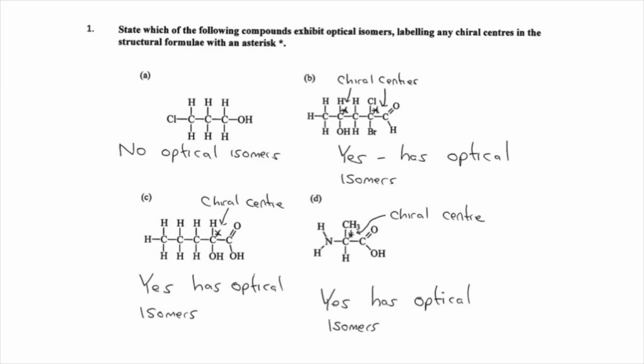Compound C has 1 carbon next to 4 different groups. It has 1 chiral center, so that does have optical isomers. And compound D also has 1 chiral center, and therefore this will have optical isomers.